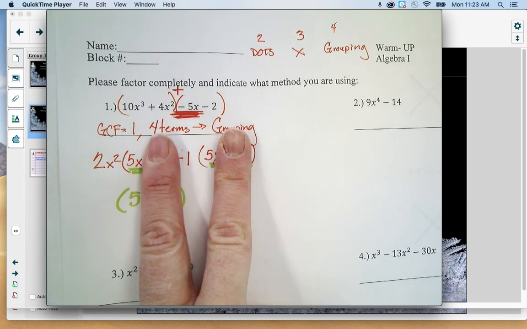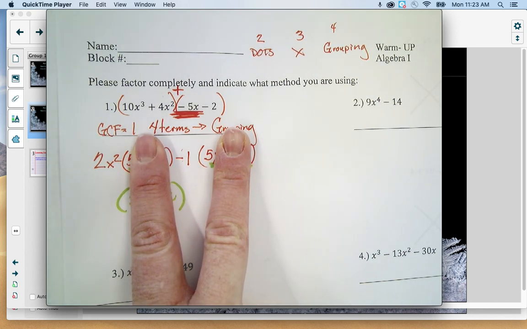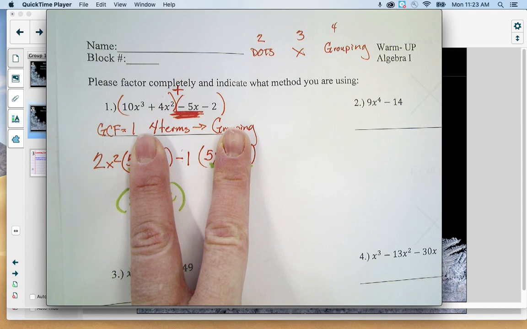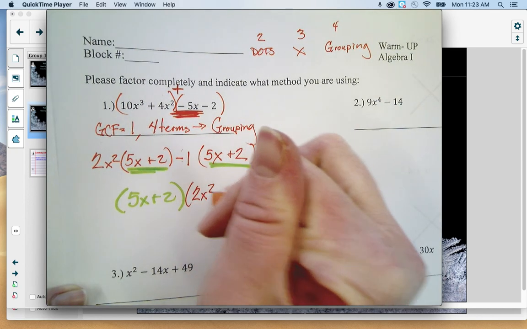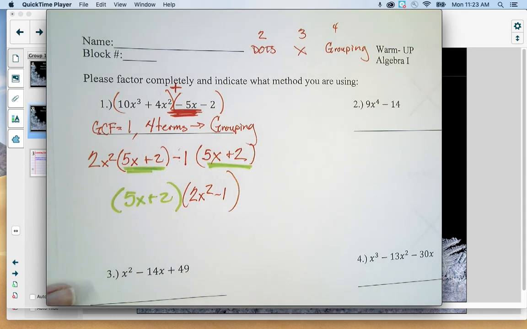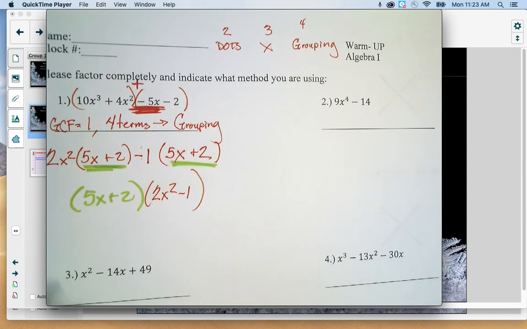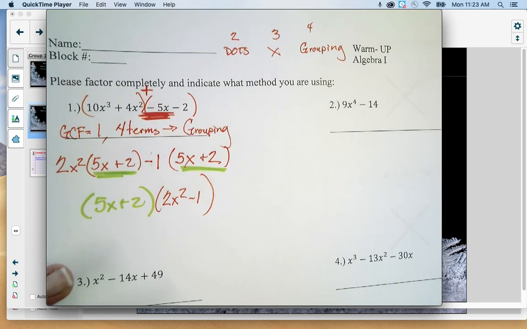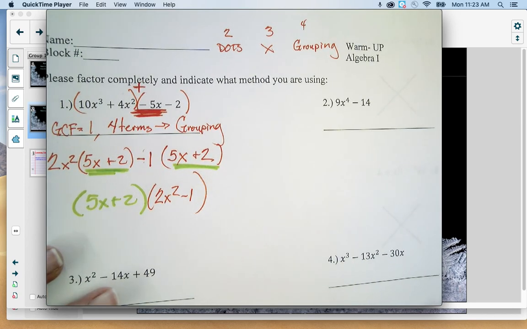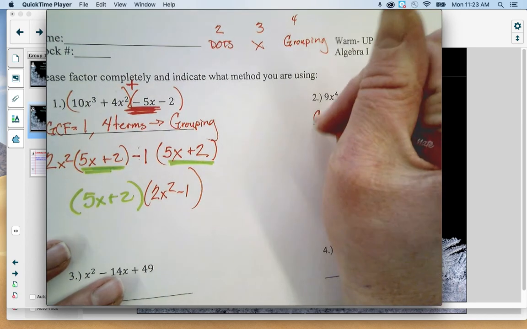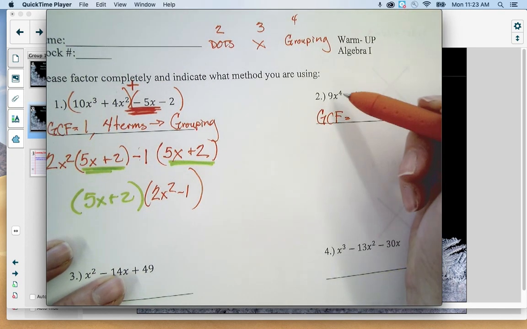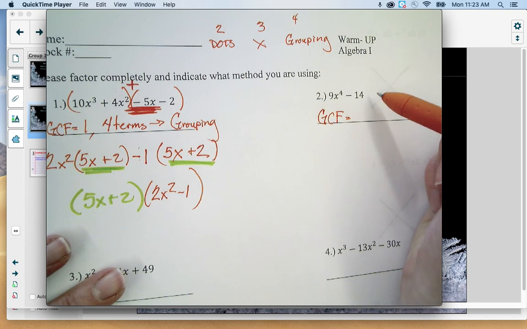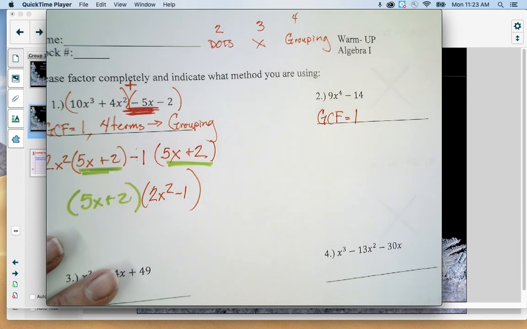Then if I cover it up, what would be left over? What would your other group be? 2x squared minus 1. All right, then that second group, what's the first thing we do when we factor? We look for our GCF. On 2, what is your GCF? What's the greatest number that goes in 9 and 14? It's 1. 2 doesn't go in because 9's not even.